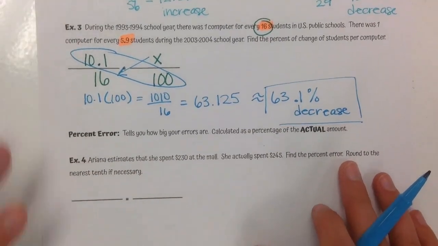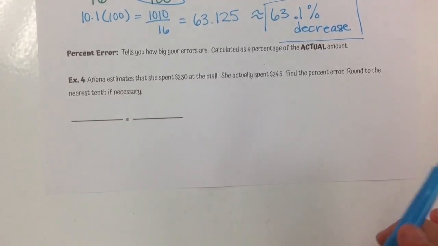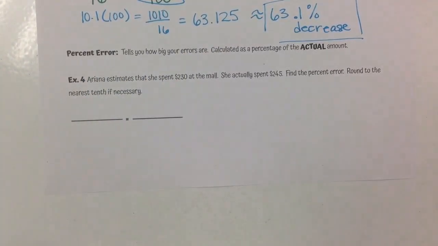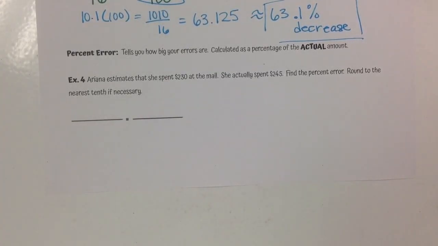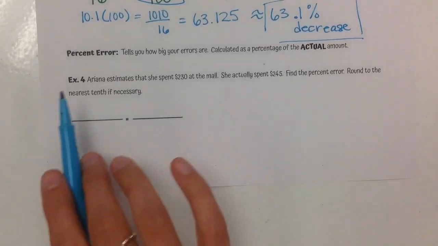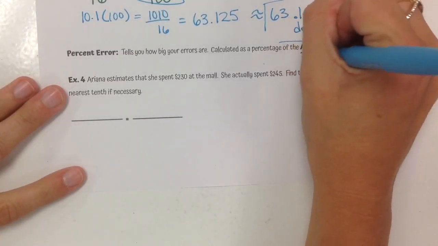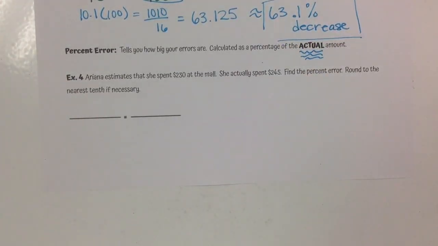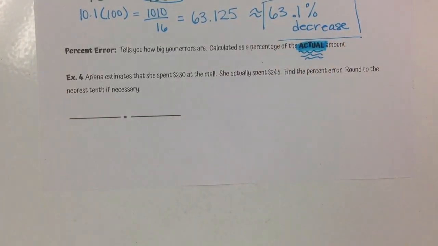Then there's one other part of this lesson, which is percent error. It's very similar, a similar setup, but we're looking at how far off you were in maybe an estimation. So percent error tells how big your errors are. It's calculated as a percentage of the actual amount. So it is important that you're looking at the actual amount. That's kind of like the original value. That's what's going to go in the bottom of the proportion.